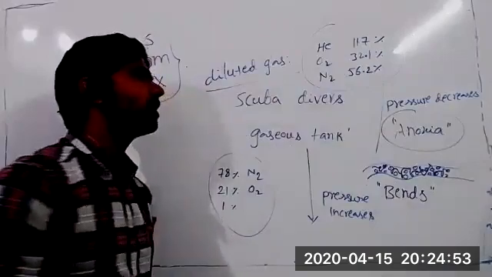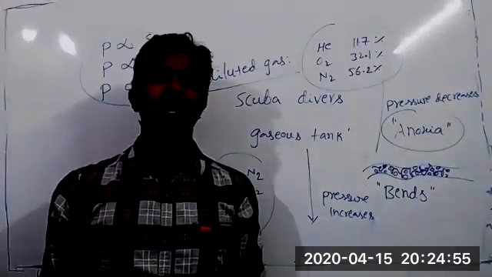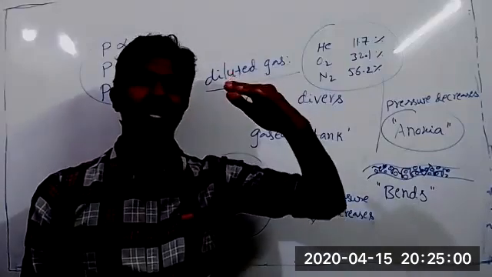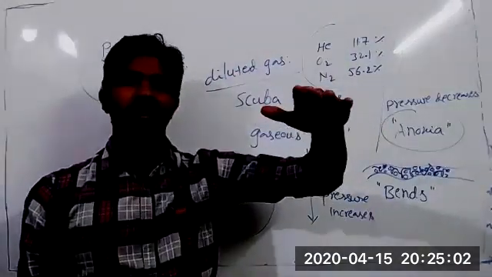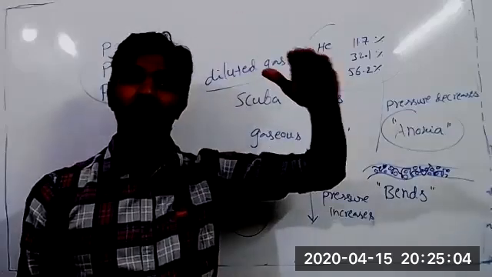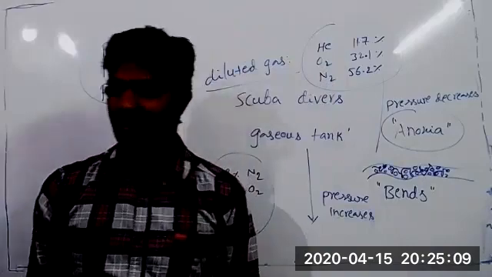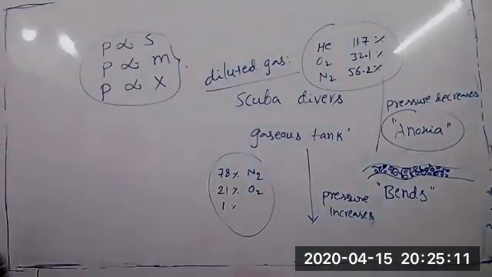Also, people who are living at higher altitude use a pressure cooker to cook food, because pressure at higher altitude decreases. Cooking food is also not possible at low pressure. That's why those people are using a cooker. So these are the applications of Henry's law.